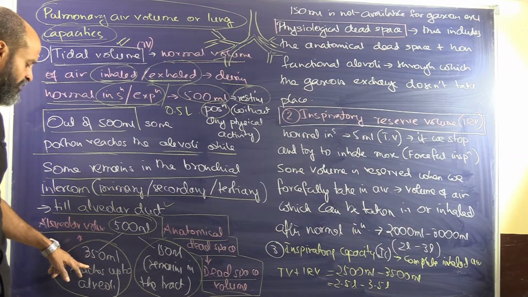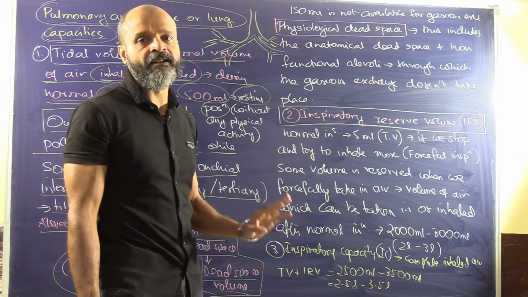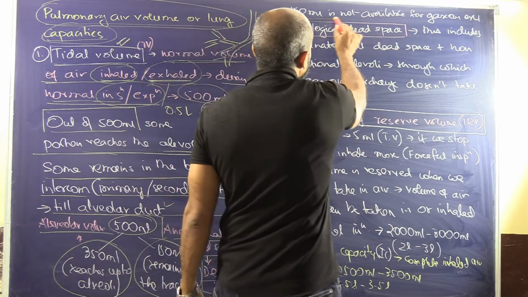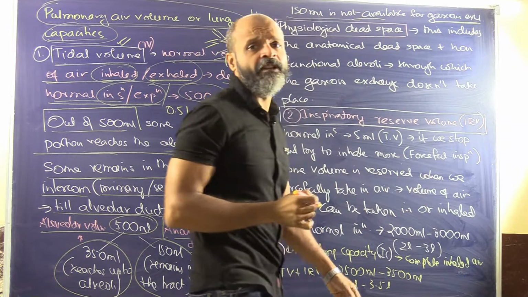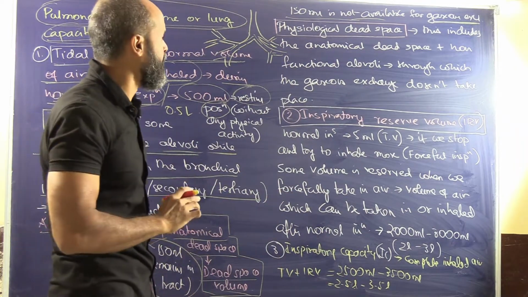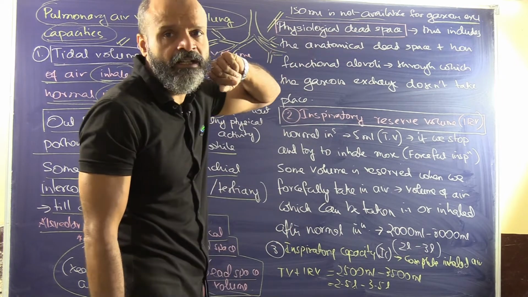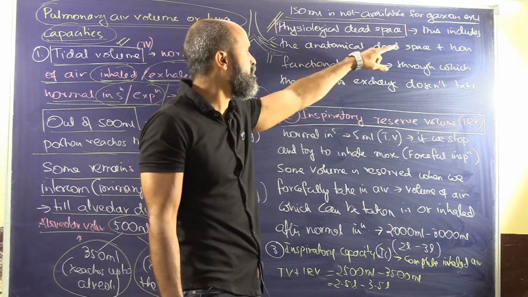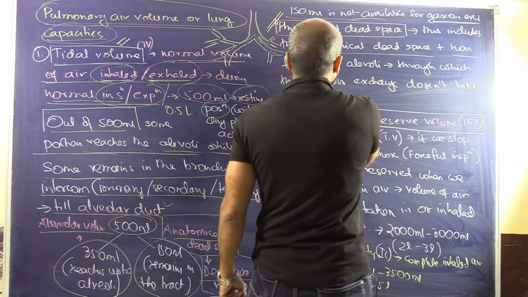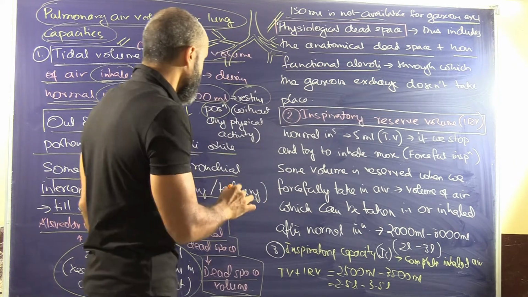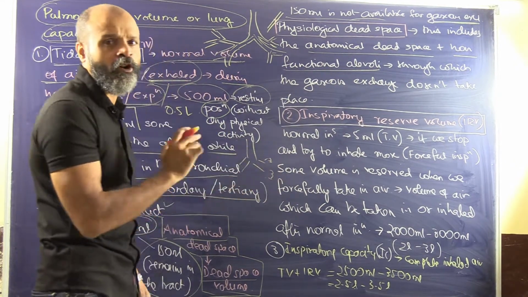Okay, so 350 milliliter reaches the alveoli and 150 remains in the tract. This 150 milliliter is not available for gaseous exchange, and hence it is also known as physiological dead space. This includes the anatomical dead space plus the non-functional alveoli.